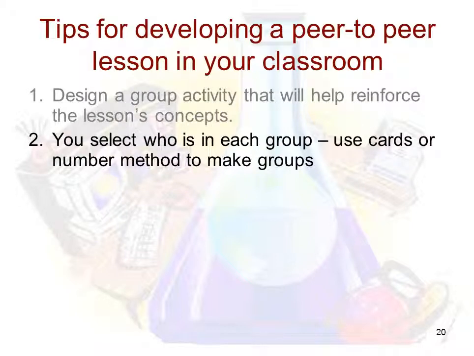2. You decide who's in each group. Use whatever method you want. You could use cards, make it random, or you can use the counting method. For an example, if there's 24 students in your classroom and you want 6 groups of 4, you'll count out 1, 2, 3, 4, 5, 6. Okay, you're 1, 2, 3, 4, 5, 6, and so on. And then you'll say all the 1s over here, all the 2s over there, all the 3s over there, and so on. So you'll have 6 groups of 4 students in each group.